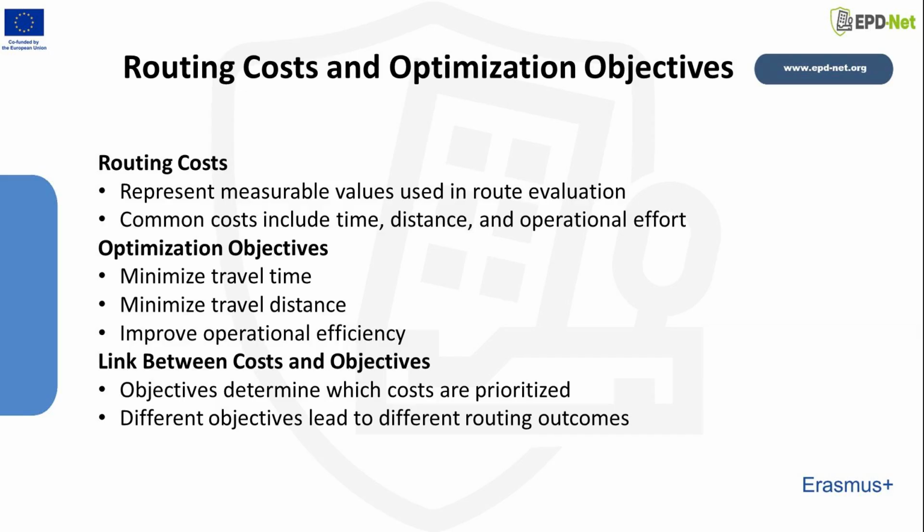Optimization objectives define the goals of the routing process. Depending on the scenario, the objective may be to minimize travel time, reduce total distance traveled, or improve overall operational efficiency. Each objective reflects a different operational priority and influences how routing decisions are made.